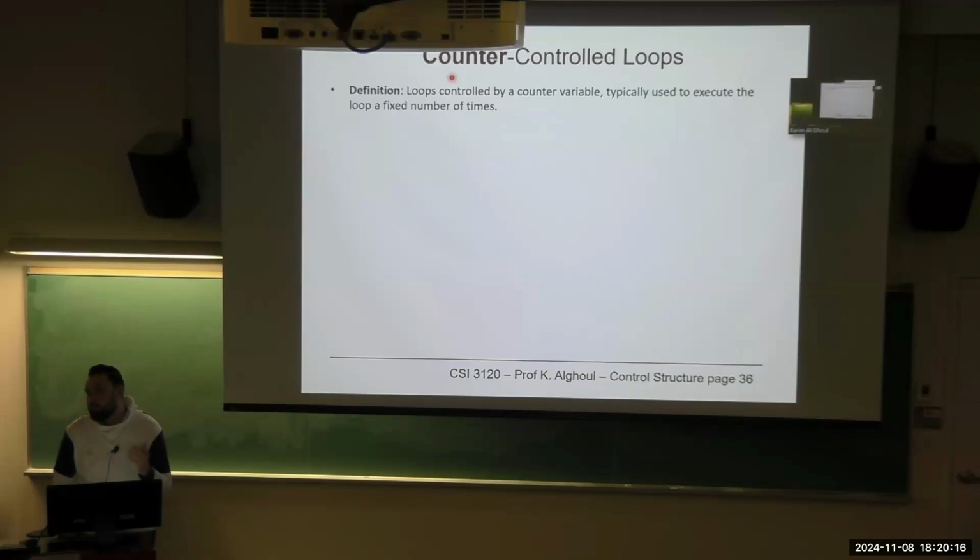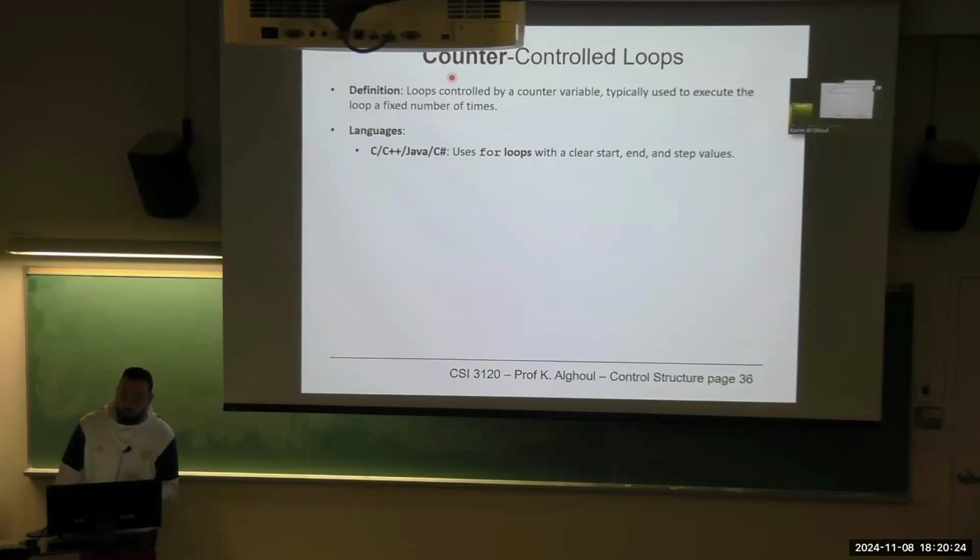The for loop is counter-based. Why? Because we're always having the i++, the counter. Now, C-based languages use for loops with a clear start, end, and step values. Another language like Python uses something a bit different. It's still a counter, but what do we use in Python? The range, correct? We use the range.